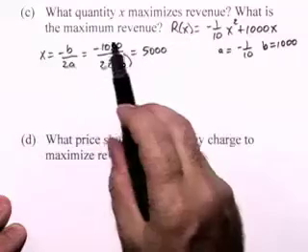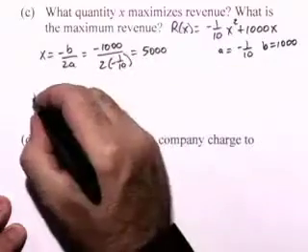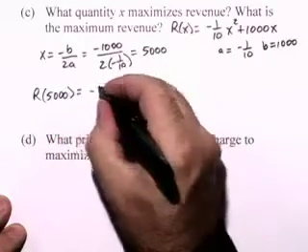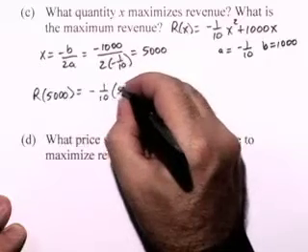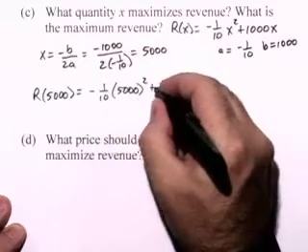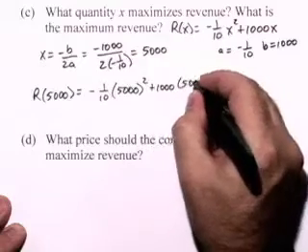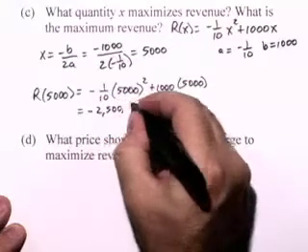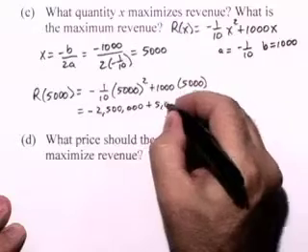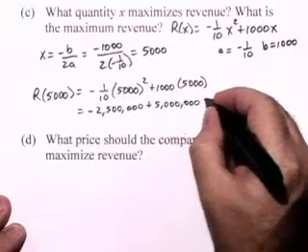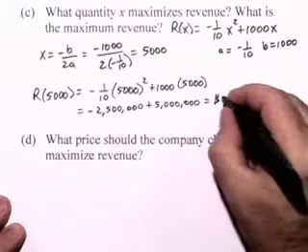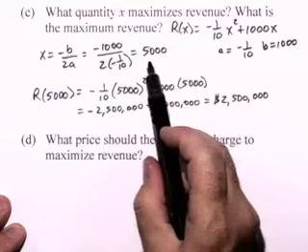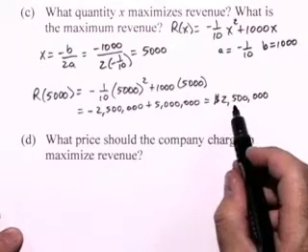To determine the actual maximum revenue, we evaluate our function at 5,000. That is, we find R of 5,000. It would be negative 1/10 times 5,000 squared plus 1,000 times 5,000. So we'll have negative 2,500,000 plus 5 million, which gives us a maximum revenue of 2,500,000. So 5,000 units maximizes revenue, and the maximum revenue is $2.5 million.